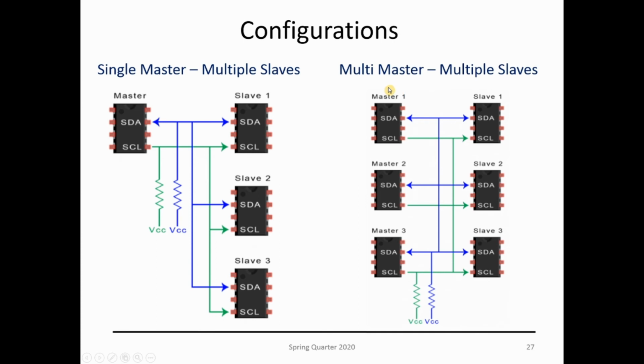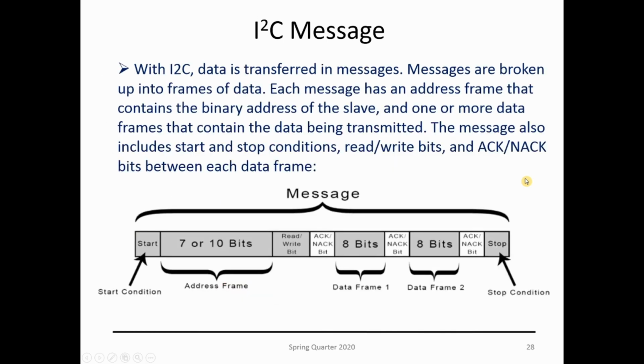This is the configuration of multi-master, multi-slave, so I can have multiple masters connected to multiple slaves. Same thing here, make sure that you have those pull-ups. This is possible because during the I2C protocol, they are going to send addresses back and forth. All these devices have a unique address, that's why it's possible to do this configuration. This is the I2C message: you have the start condition, the address frame, acknowledge bits, and then data frames and the stop condition.